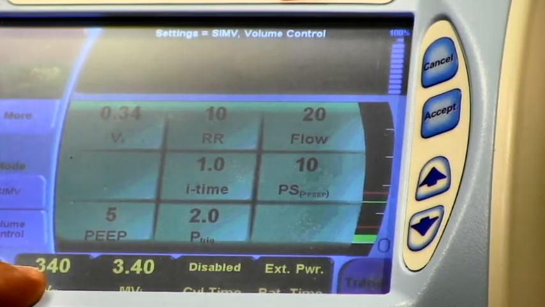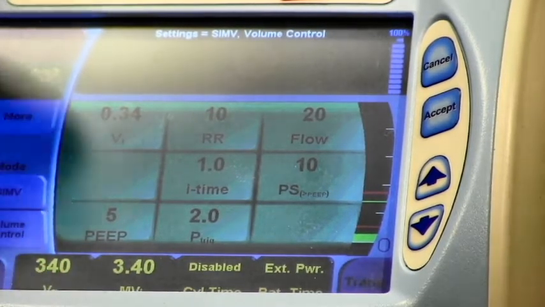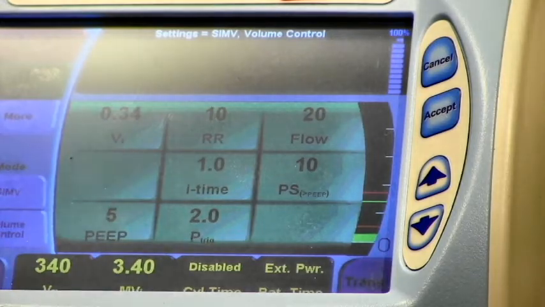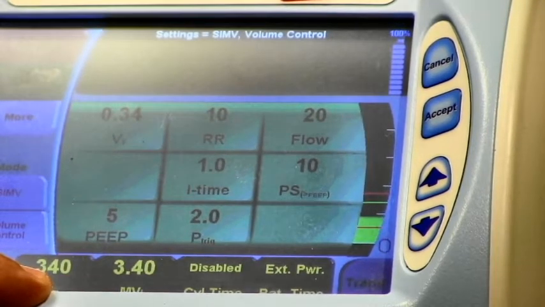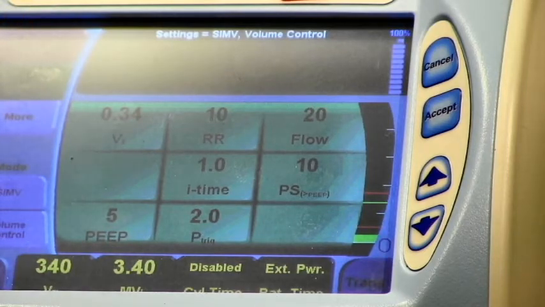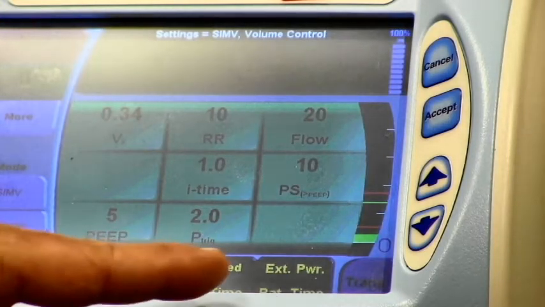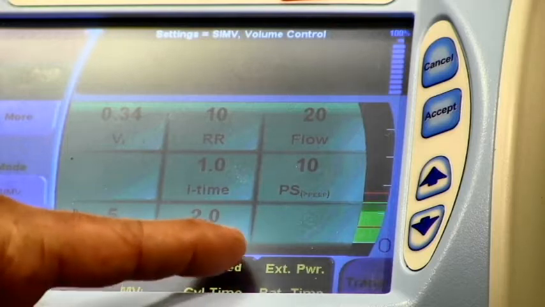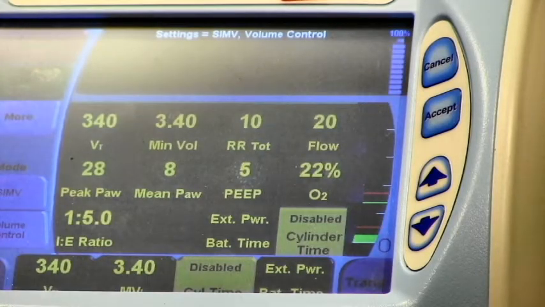If your minute volume or your tidal volume down here is different than what you have set up here, that's a patient breath, or there's an issue with your circuit. But for the most part, if this stays at 340 and we have it set at 340, we know that the ventilator is doing all the work. Over here, when you want to change one, you simply touch it. It's going to bring up a screen of all of these ones that you can change.